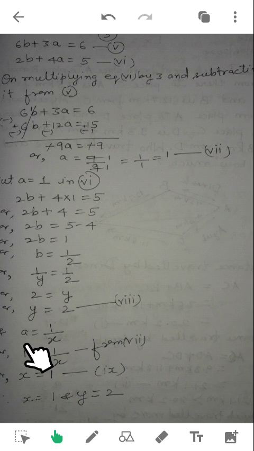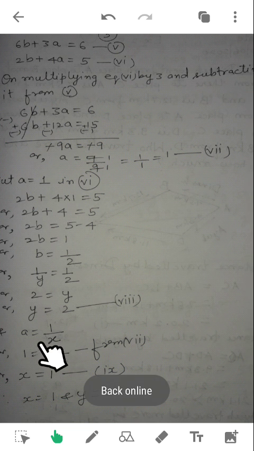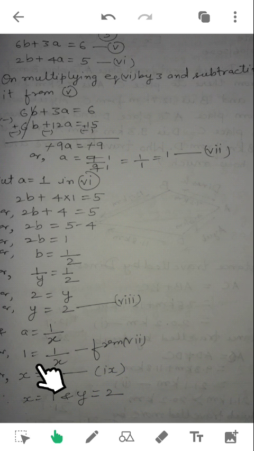We all know that we have taken 1 by x as a, or a is equal to 1 by x. And we have got the value of a as 1 in the seventh equation. So in place of a, I am writing 1 from equation 7. 1 is equal to 1 by x. As I have to find the value of x, it has to be taken to the numerator. x will get multiplied by 1, x, and here only 1 remains. So we have got the value of x as 1 and the value of y as 2.